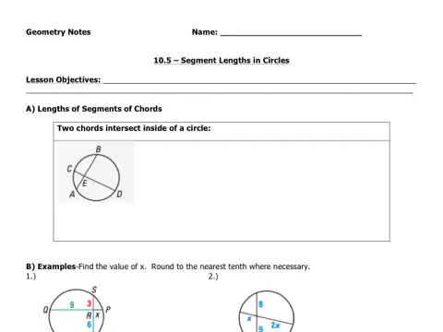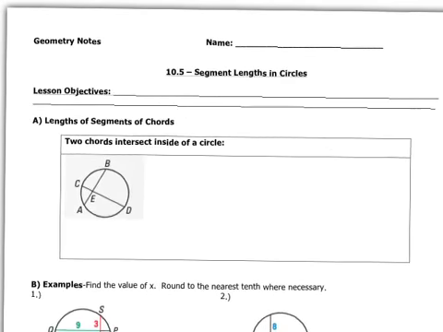We have been discussing different types of angle relationships in circles, and what we are going to do in this lesson is look at finding segment lengths in circles. So changing this up a little bit from finding angles to finding segment lengths.